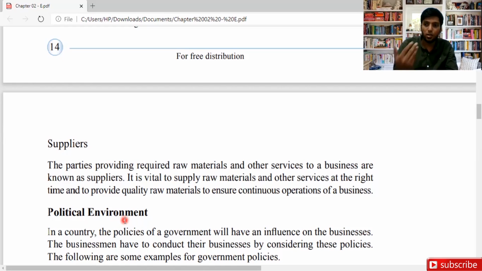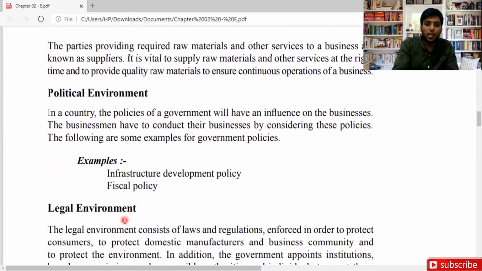Let's move on to the fourth thing of the external environment. We call it the political environment. In a country, the policies of a government will have an influence on businesses. The businessmen have to conduct their business by considering these policies. The following are some examples of government policies. So, what is the political environment? If the government influences a business, we call it the political environment.